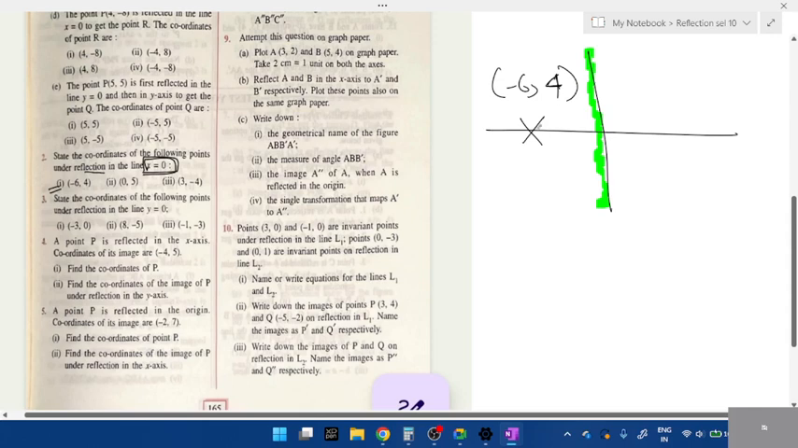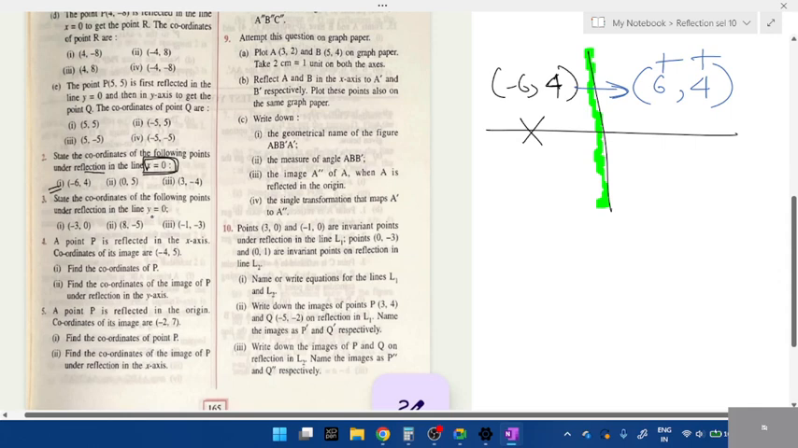So how will it reflect? In which quadrant? It should reflect in the first quadrant. In the first quadrant, what is the value? Both are positive. So the answer is 6, comma 4. That is the meaning of x is equal to 0.